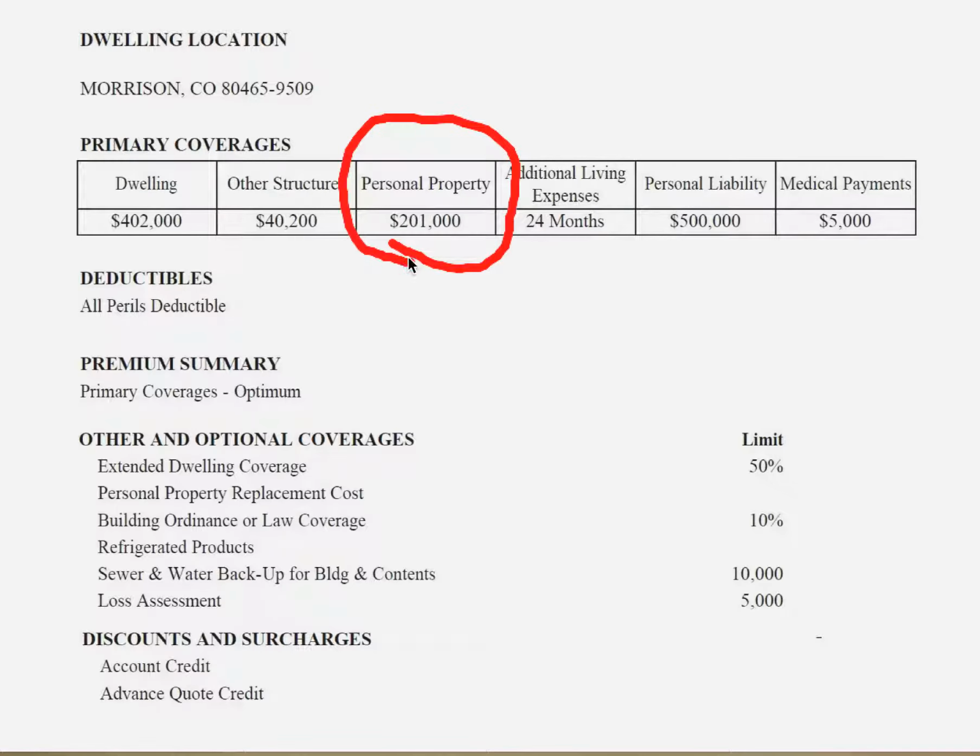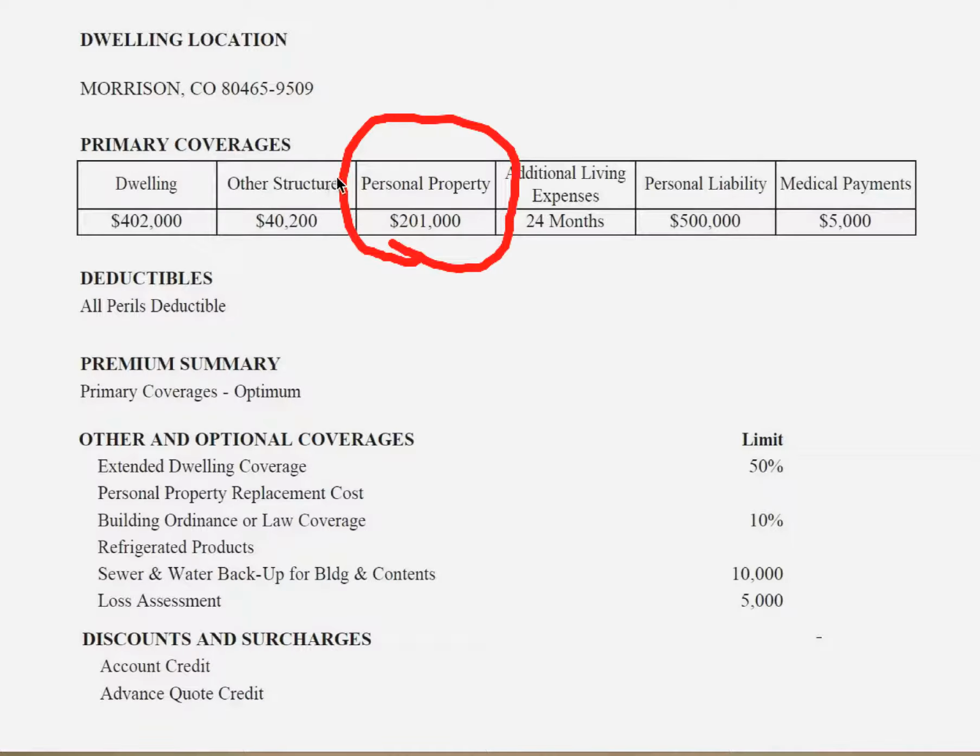Now, there's a couple of different things that come into play when we're talking about personal property. An easy way to think about this is if you were to turn your home upside down and shake it, all of the things that fall out are your personal property. So your furniture, your TVs, your clothes, actually the appliances in your home are covered under your personal property. This is usually going to be a percentage of your dwelling amount, just like your other structures.